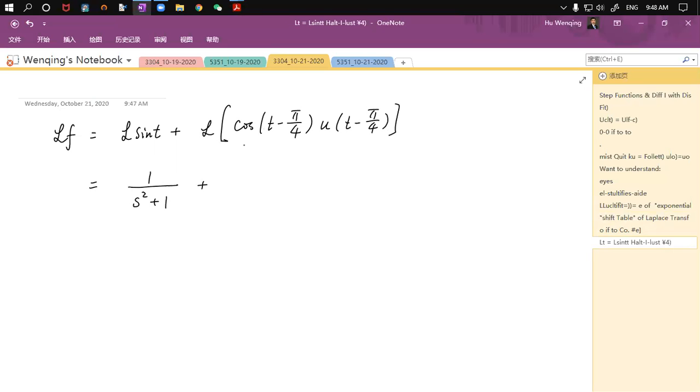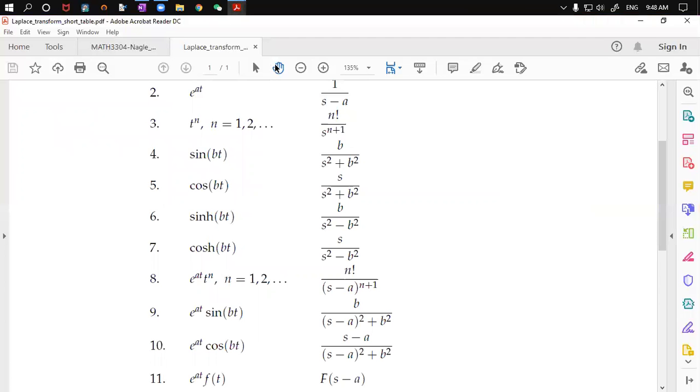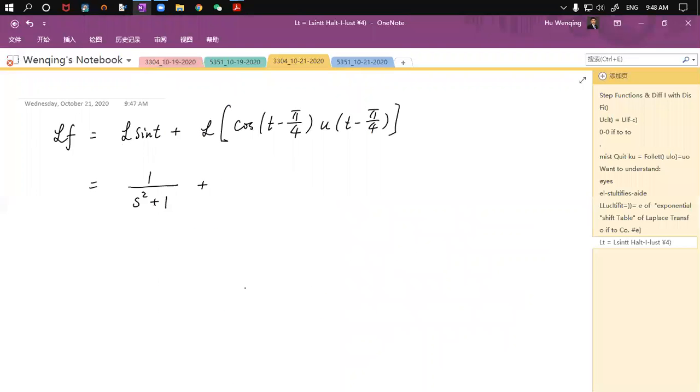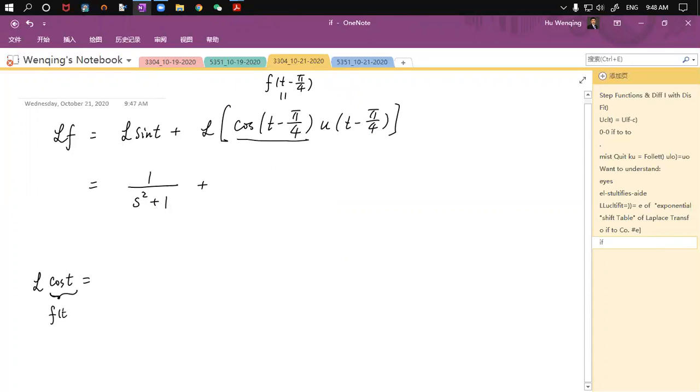What about the Laplace transform of this object? Remember that the shift table is given in a very abstract way. It is given as a small f to a capital F, and you have to choose. Here we choose the small f and capital F so that we treat this as f of t minus pi over 4, which means that cosine of t is my f of t. That's going to transform into some capital F of s.